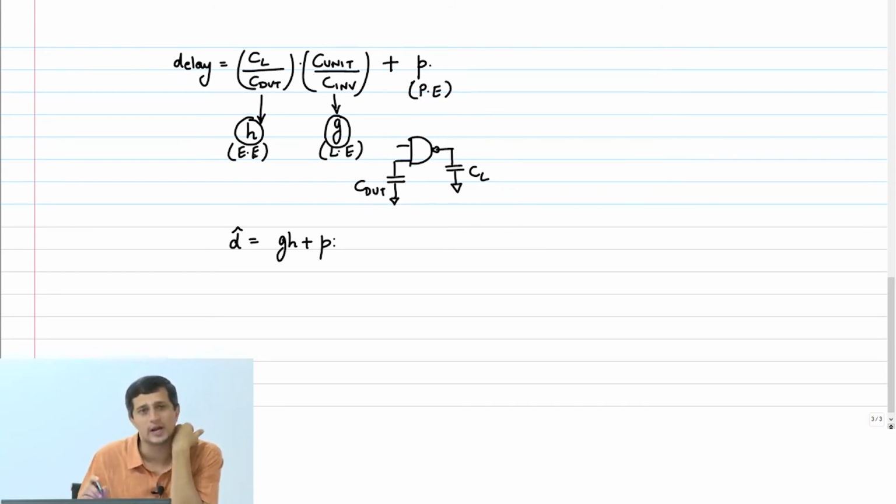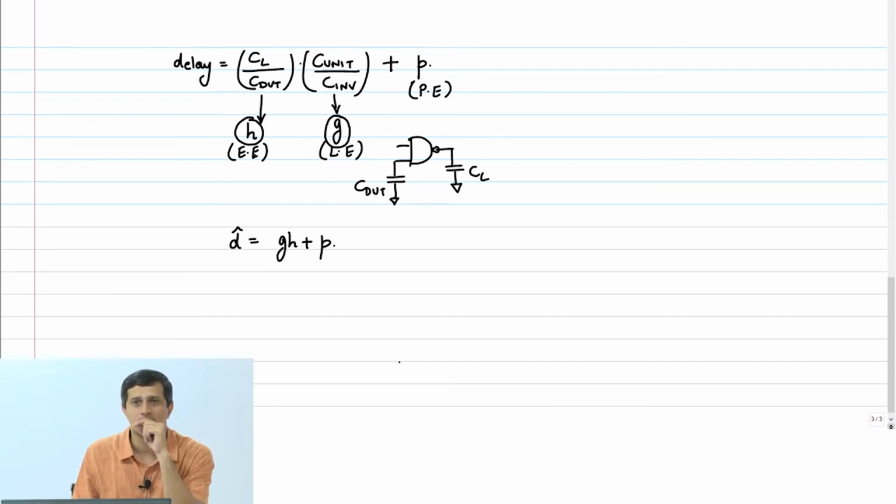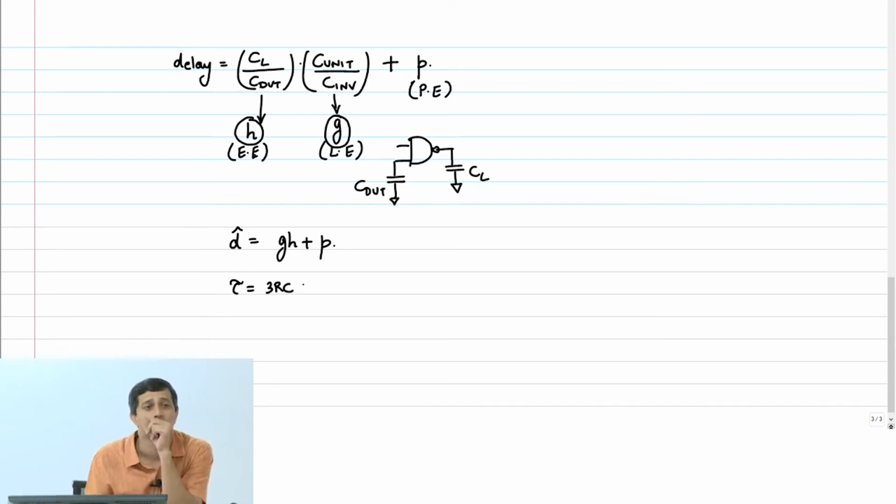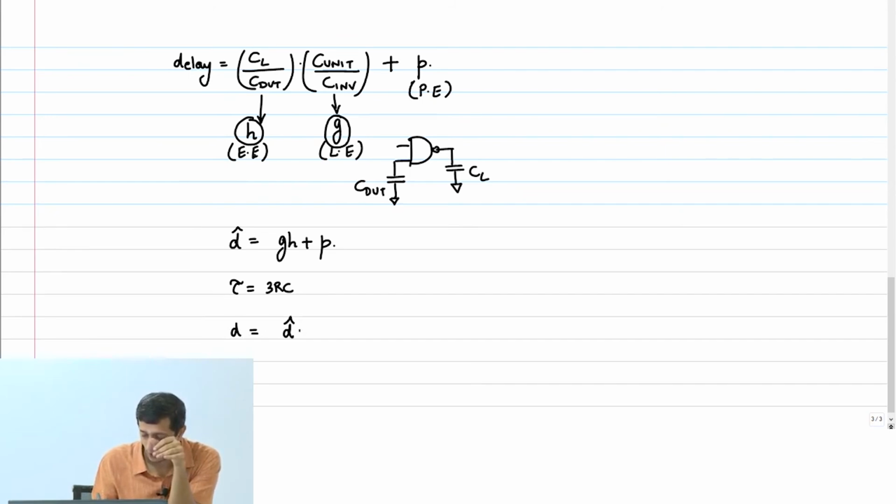And how do you get the absolute delay from this? You just have to multiply it by the delay of the reference inverter that we divided by. So let me call the reference inverter delay tau. This was 3RC, right, under no load condition. An inverter driving no load, then the delay was 3RC. So if you want to get the actual delay, you multiply the normalized delay by tau.